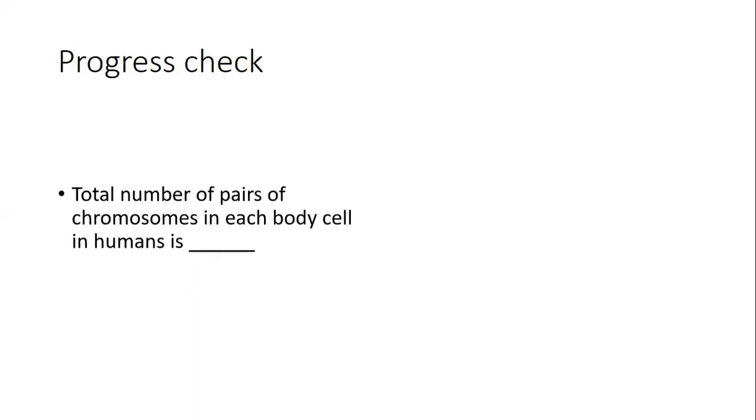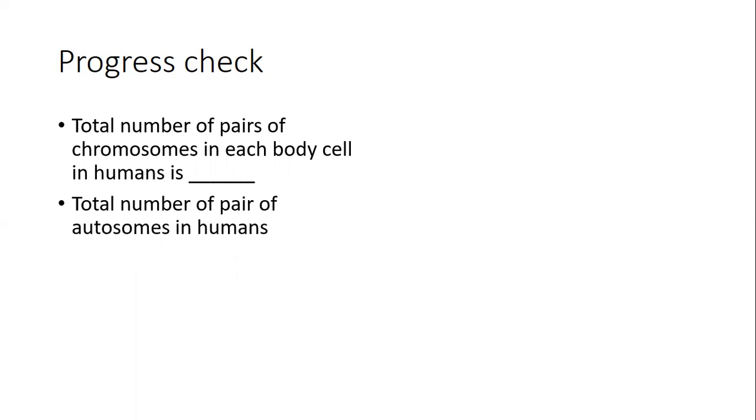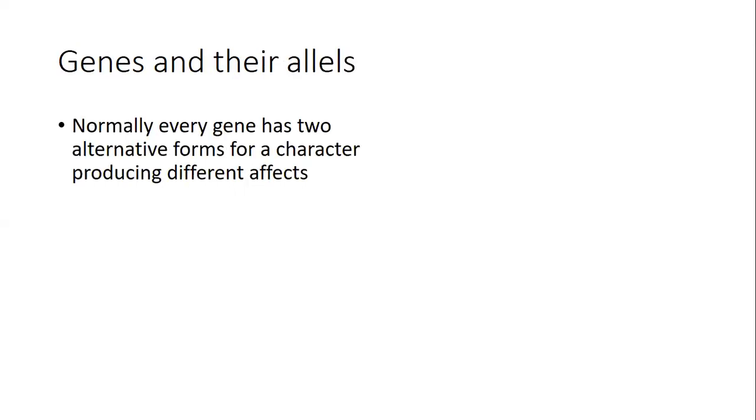Okay, let's see progress check. The total number of pairs of chromosomes in each body cell in humans is, now they have asked the number of pairs, so you cannot write 46. It is 23 pairs. The total number of pairs of autosomes in humans is 22 pairs, not 44. A certain couple got only 4 daughters in a row and no son. Does it mean that the husband does not produce any Y bearing chromosome? No, he produces. This is probability. Chances are 50-50%.